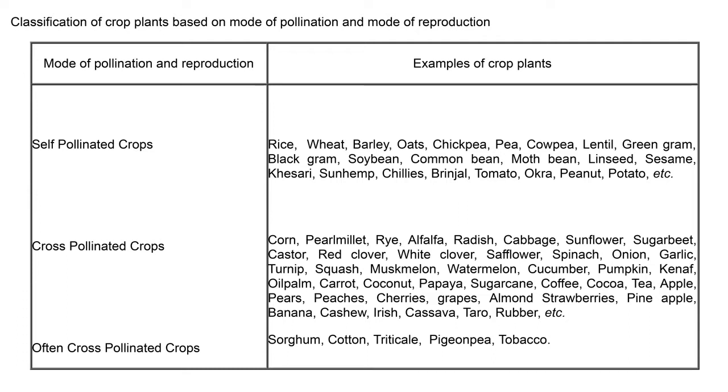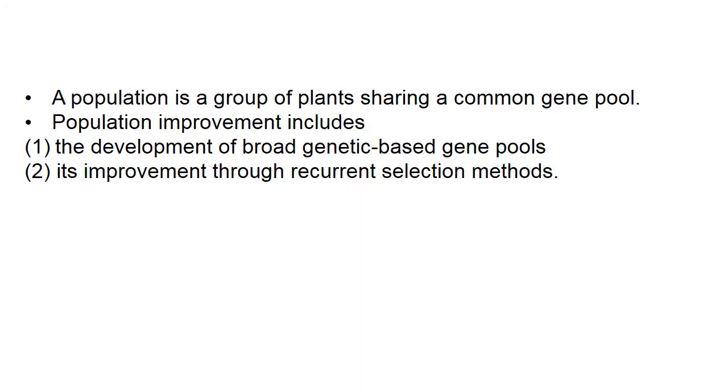I am discussing the pollination mechanism in different crops because the pollination system is majorly a criterion for choosing the population improvement methods in different types of crops. First, let us see what is population and what is population improvement. Population is a group of plants sharing a common gene pool. Population improvement includes development of a broad genetic based gene pool and improving it through recurrent selection methods.